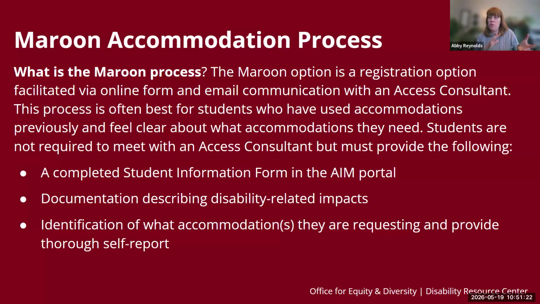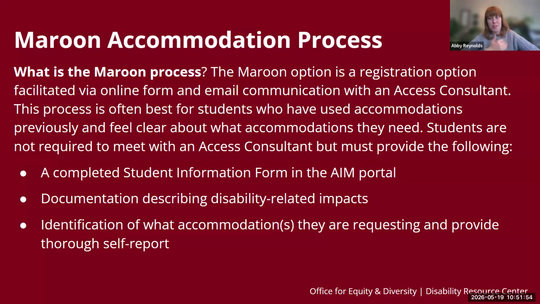But there's only a few accommodations that students can actually put into place through the Maroon Path. So we want students to be clear about the fact that this is a little bit more of a limited process. They still go through an online form, and then they have to fill out more information in a written format about what their impacts and barriers are. So we're still collecting that important self-report from the student.